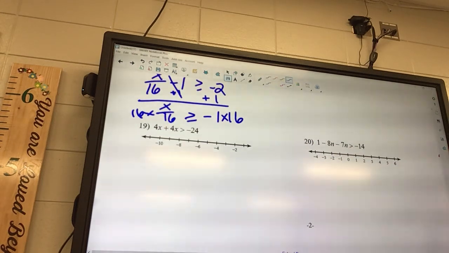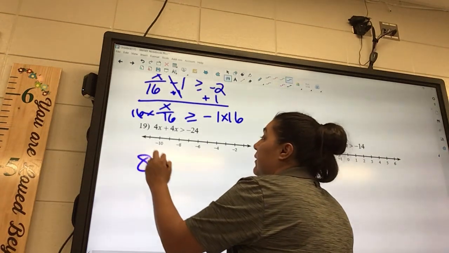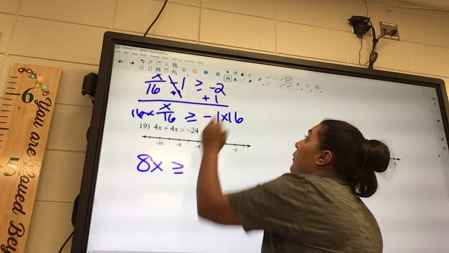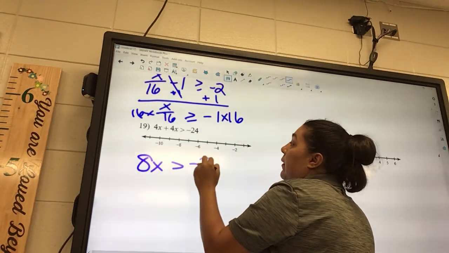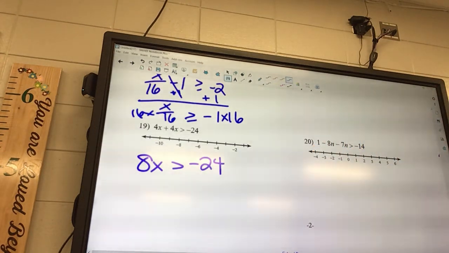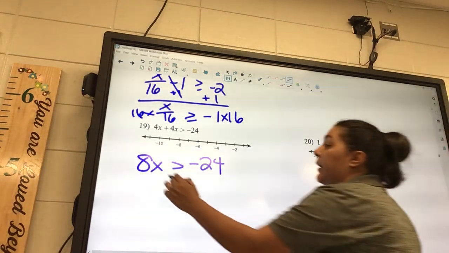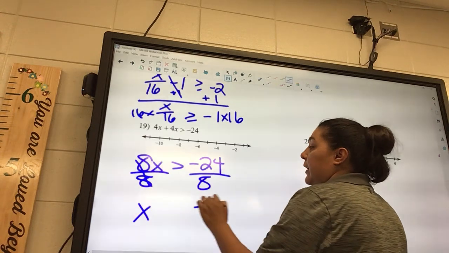Okay, 19. Is there parentheses? None. Okay, so we're going to go ahead and combine. 4 and 4 is going to be 8x. Oops, there's no line right there. What kind of 4 is that? Okay, and then what needs done? Divide by 8. So I'm going to get negative 3.